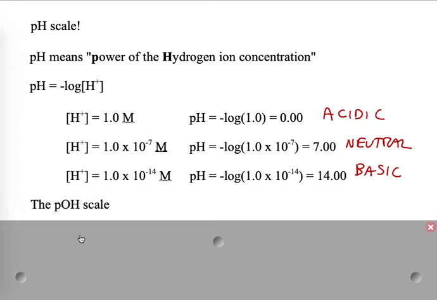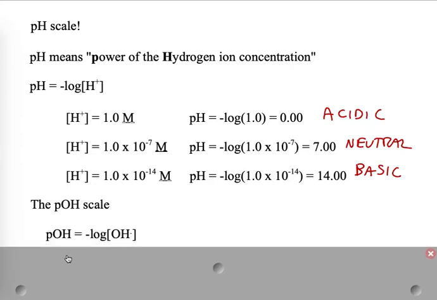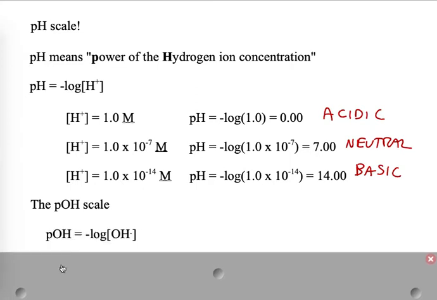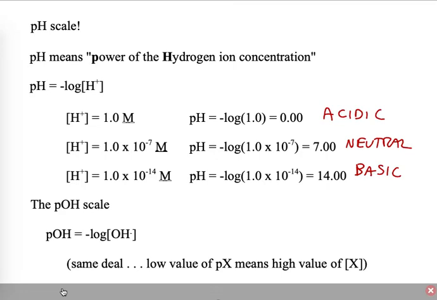Okay? The pOH scale is a scale for the basicity, and as you would suspect, it means the power of the hydroxide ion concentration, and it works pretty much the same way. The pOH is the negative base 10 logarithm of the hydroxide ion concentration, and the same thing applies. Essentially, a low value of pX means a relatively high value of X. So a low pOH will mean a basic solution, a high pOH will mean an acidic solution.